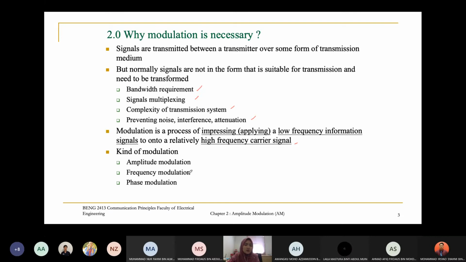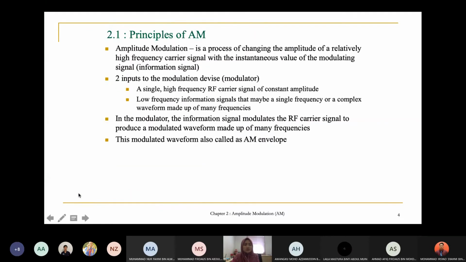I've already explained before that we have several types of modulation. We have amplitude modulation that will be covered in this chapter. Frequency modulation and phase modulation will be covered in chapter 3, and we also have digital modulation that will be covered in chapter 4. Now let's focus on amplitude modulation. So what is amplitude modulation?